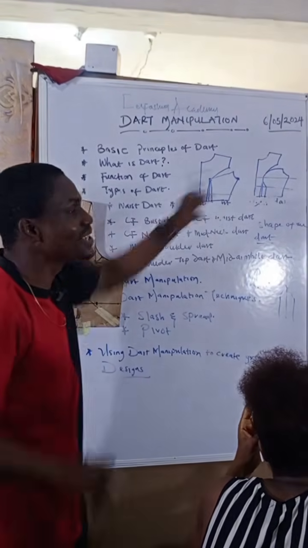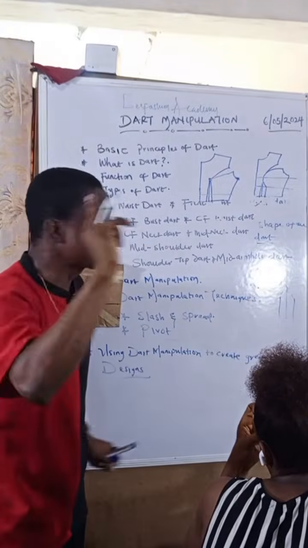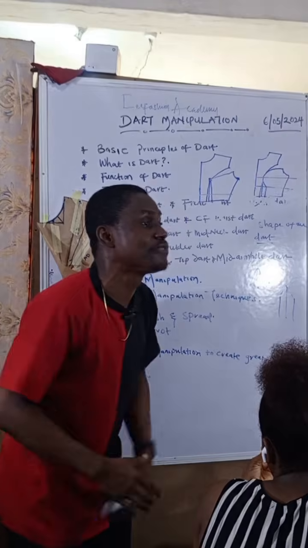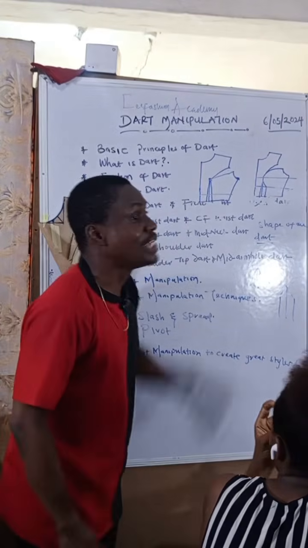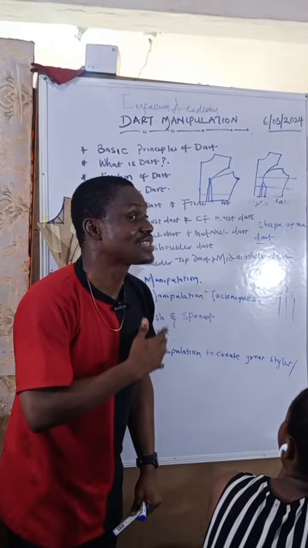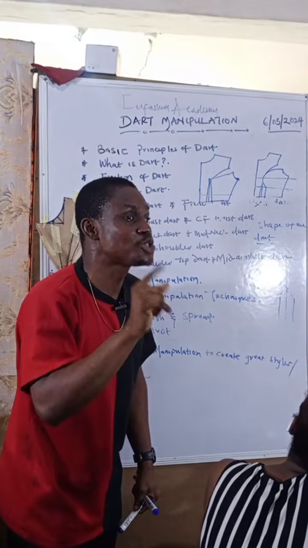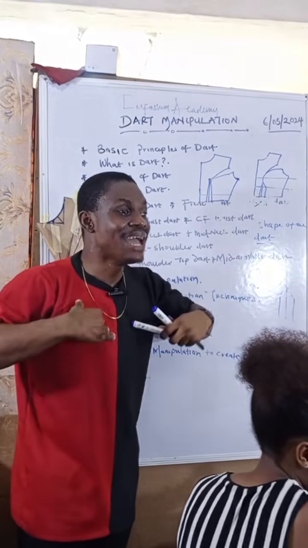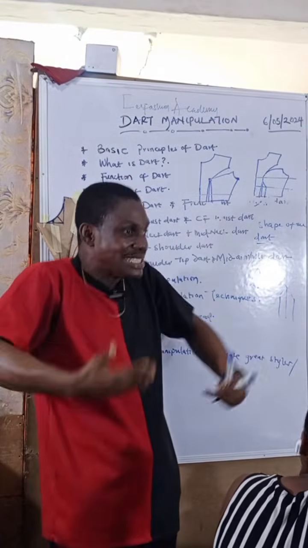This one is a basic dart on both sides, which means, now look, when you wear this one and when you wear this one, which one is going to give you more fitting? Why is it giving you more fitting? Because there is fitting on the bust and on the under bust. That is to show that whenever you curve it this way, it makes the clothes become your perfect body shape.